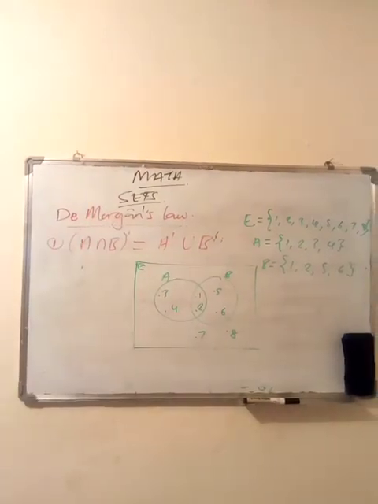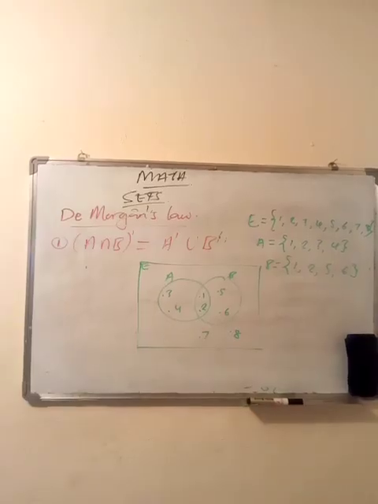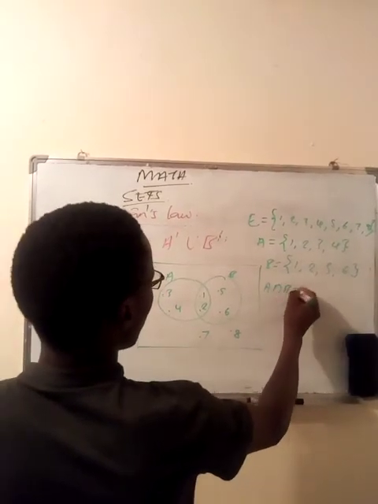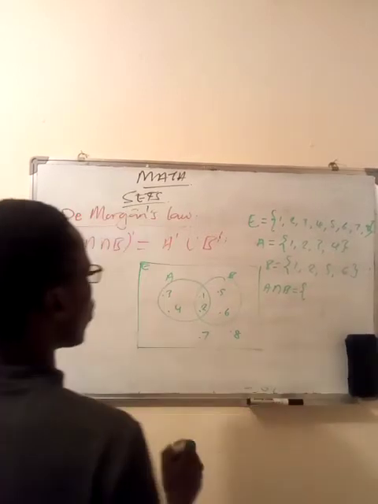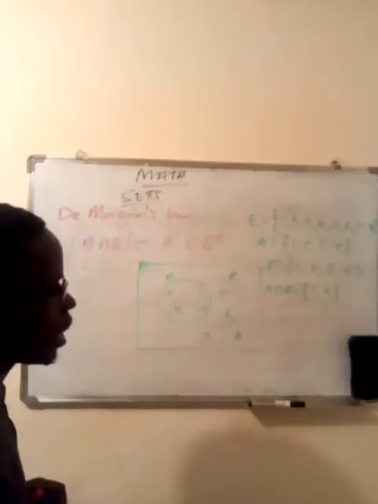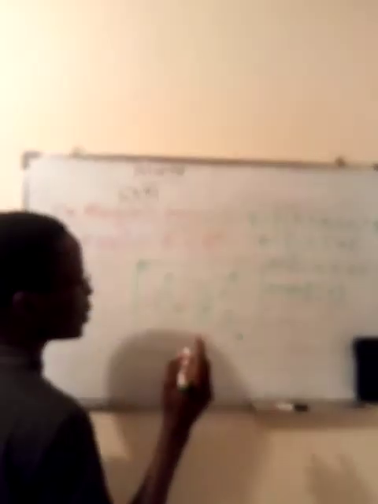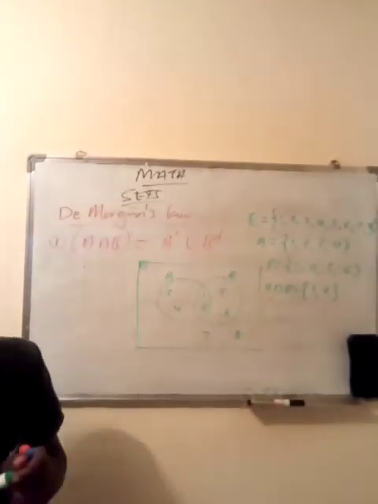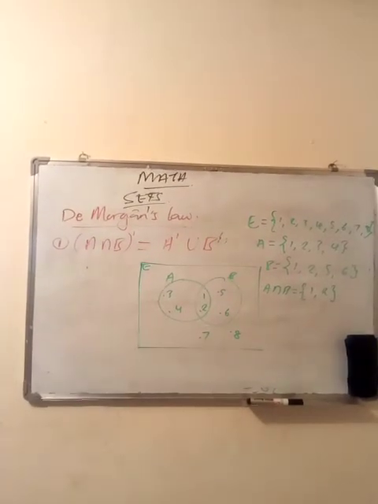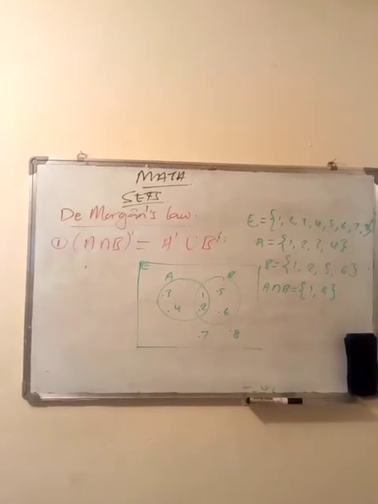So now let's see how we prove that using the algebra method. Okay. So we have shown that this is very, very true, that A intersection B complement is equal to A complement union B complement. Okay. Now let's look at something else.